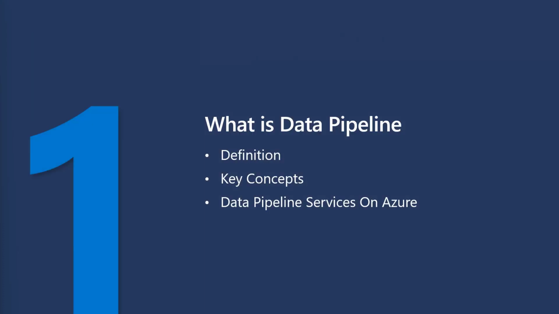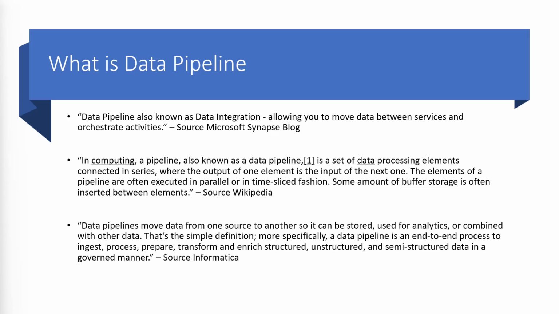So first of all, let's start with the definition of what data pipeline is and share some key concepts in data pipeline. Data pipeline, also known as data integration, helps move data from one or multiple sources to other sources so that it can be stored, used for analytics or combined with other data.